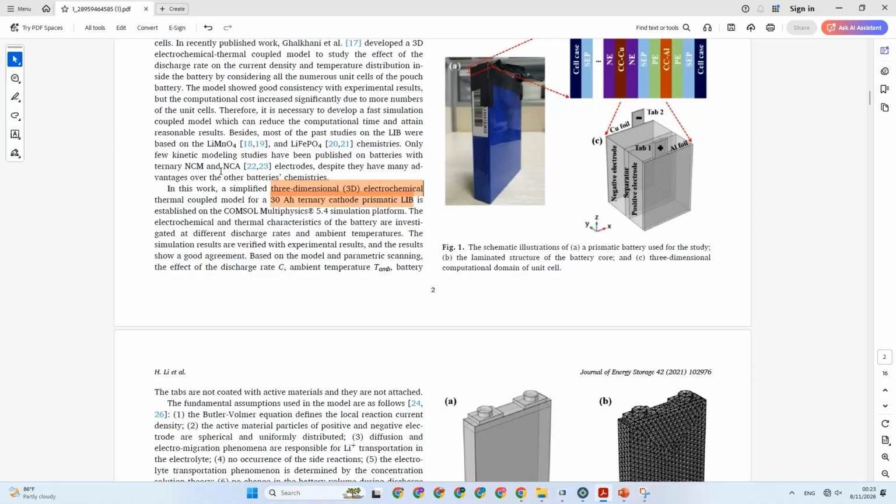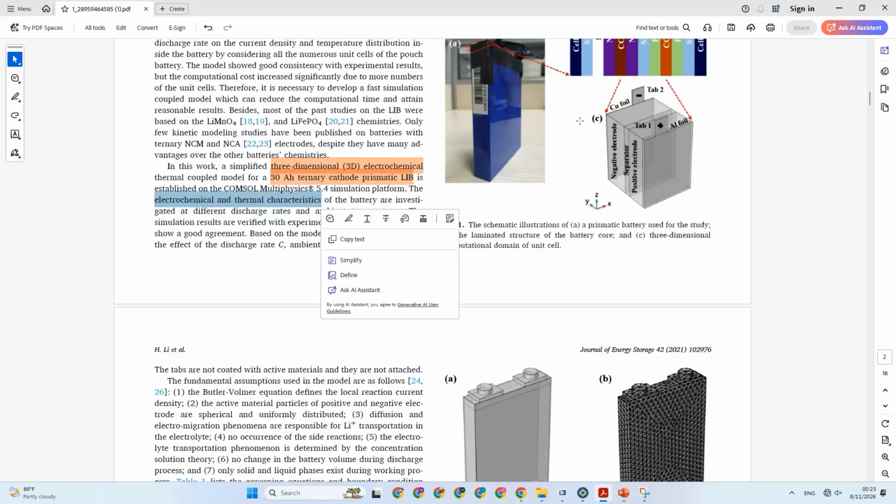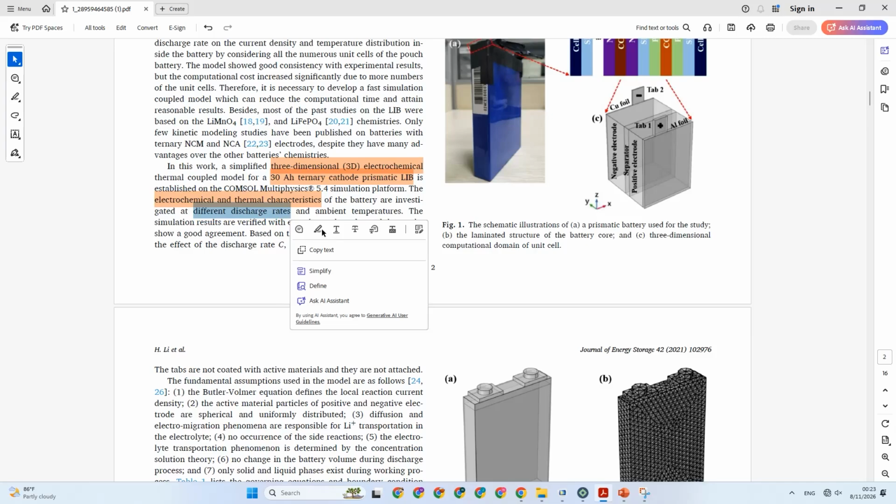We continue to find key points. The electrochemical and thermal characteristics of a battery are investigated at different discharge rates and ambient temperatures. Okay, electrochemical and thermal, this refers to two modules. Different discharge rate, ambient temperature.